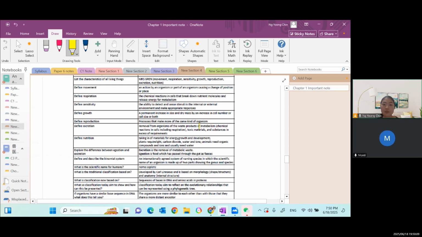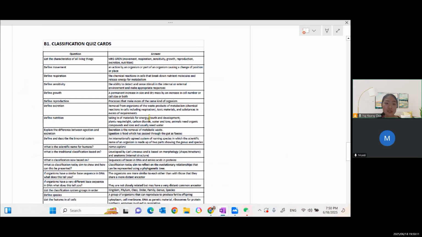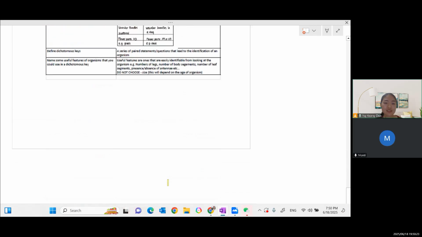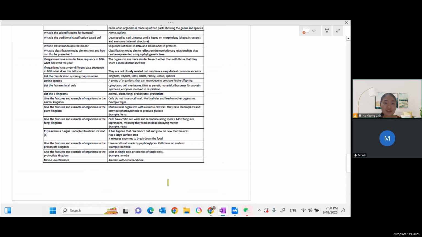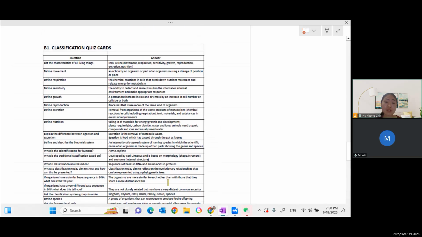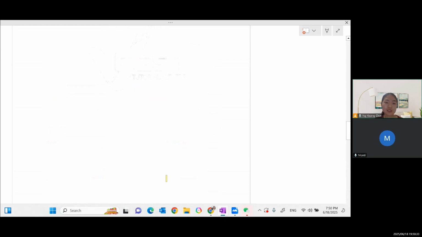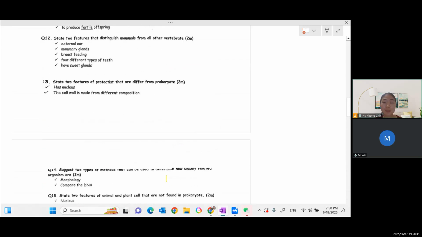When you want to do revision, you can try this method. It's like question and answer, right? After you read, you hide the answer away, and then you recall it back. Every topic I'll give you this kind of quiz card, then you can test yourself. For your information, biology is not hard to score once you understand it. Understanding is the most important part.